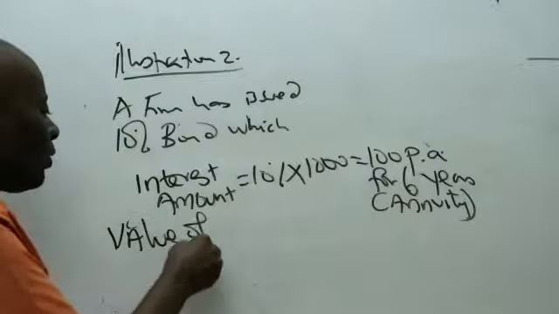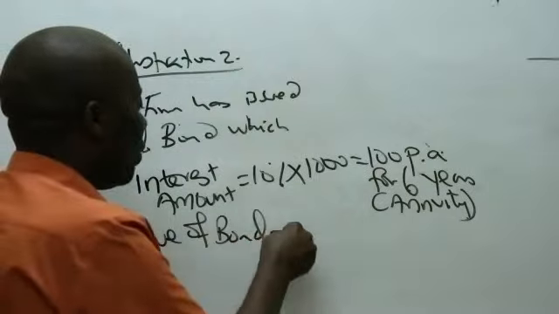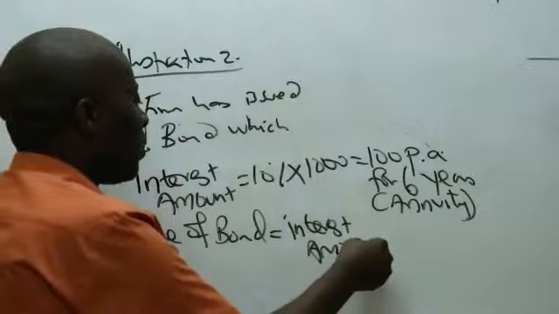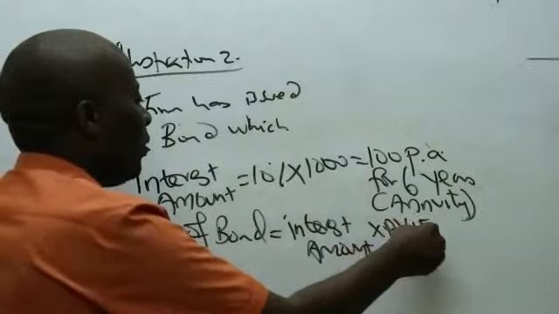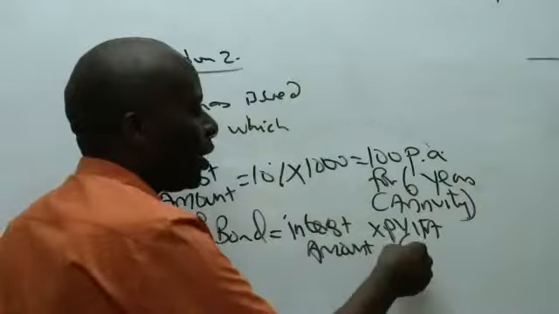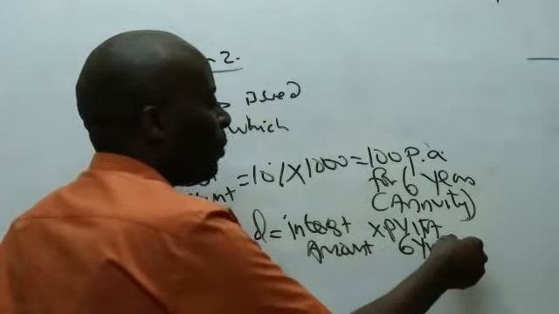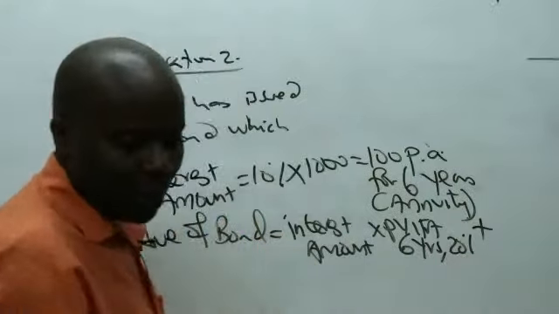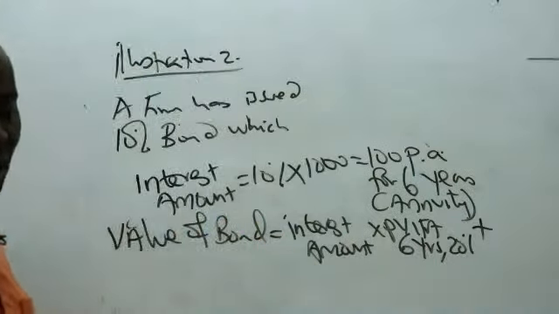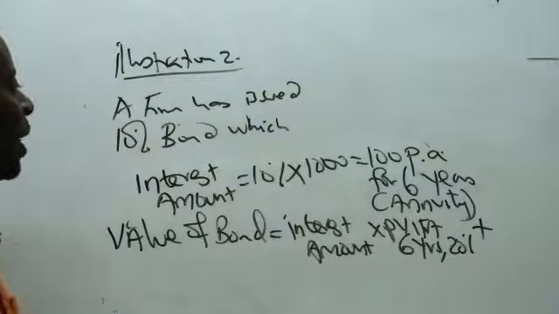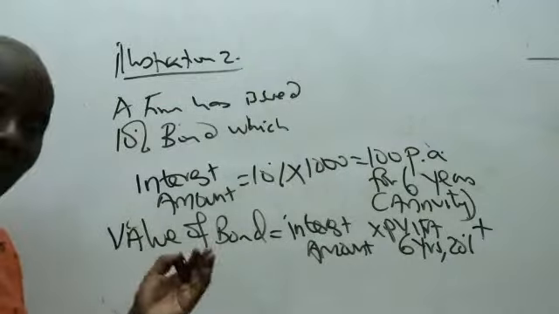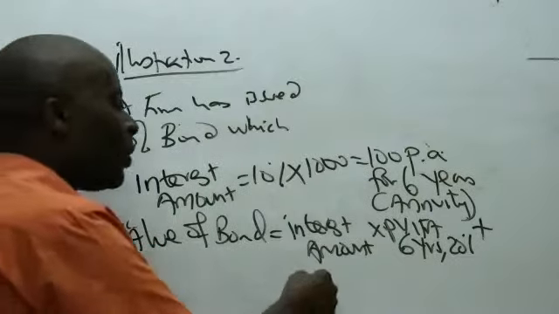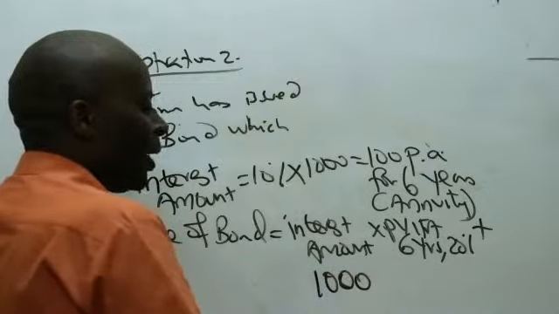So how do we get the value of the bond? You will take the interest amount discounted by multiplying this with the PV factor, 6 years, 20% cost of capital, plus the redemption amount, where the redemption amount happens to be the par value. We assume that this bond will be redeemed at par. So 1,000 is the redemption amount.